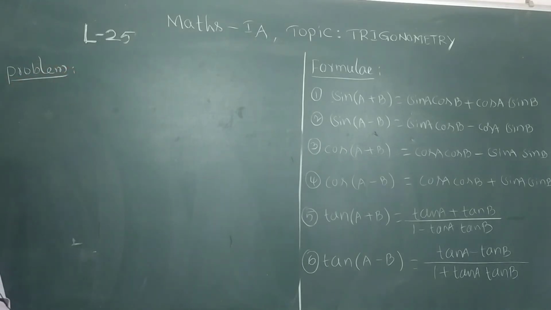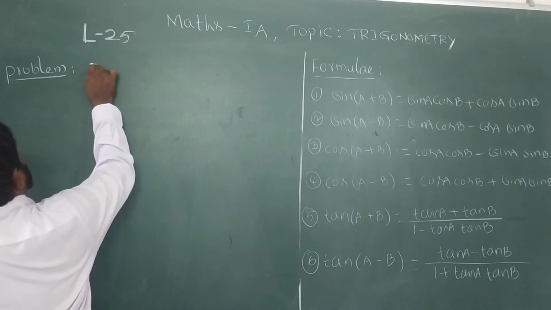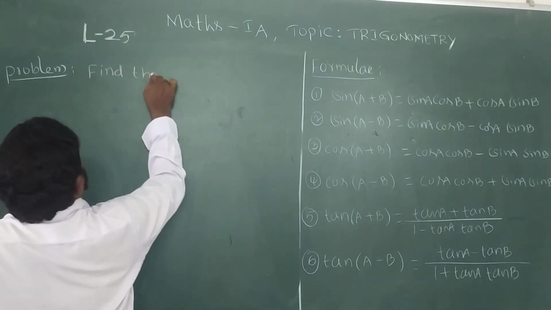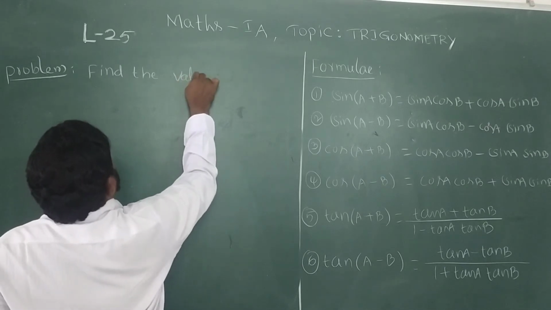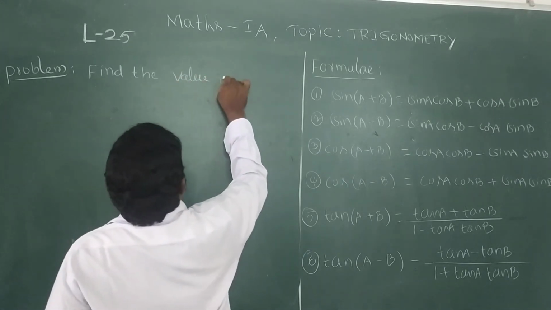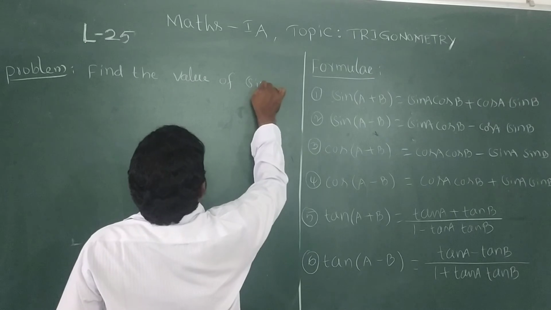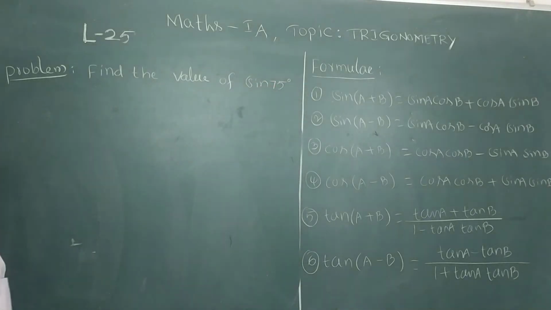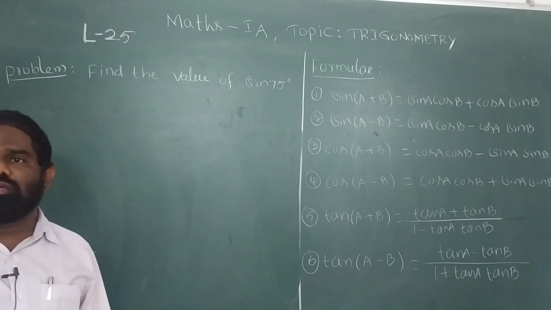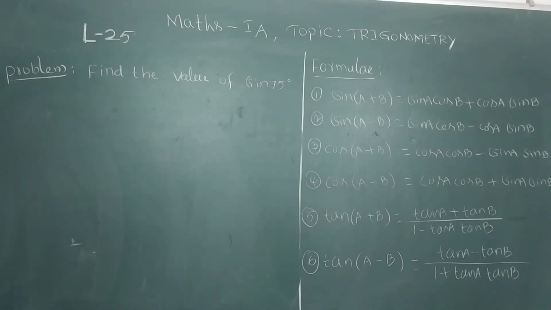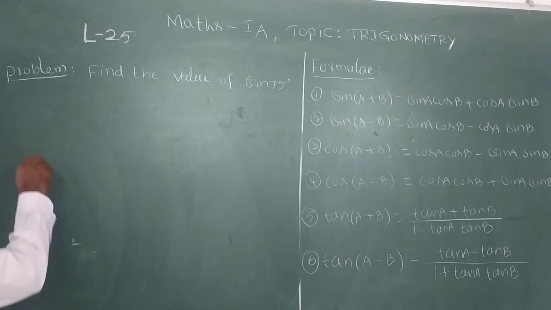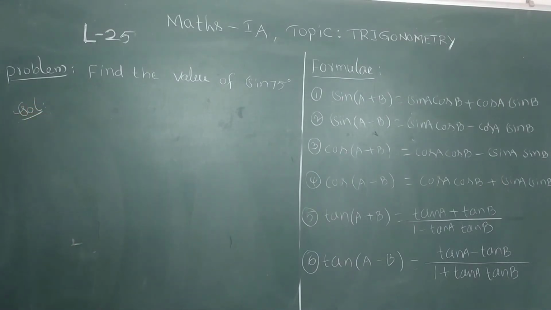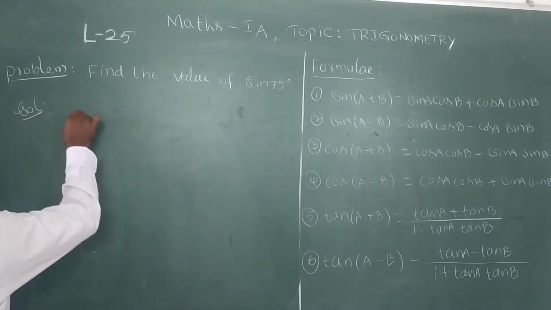Find the value of sin 75 degrees. Let us see how to find this value. Okay, now the solution. Let's see how we find it.